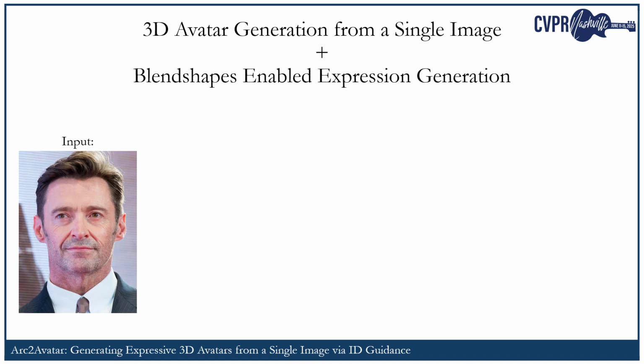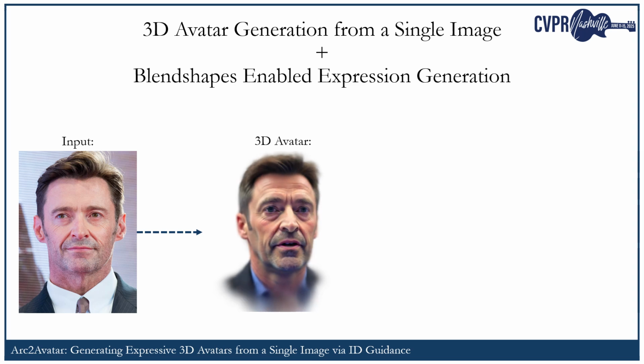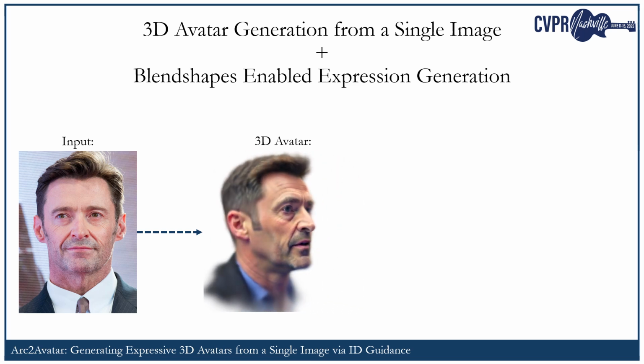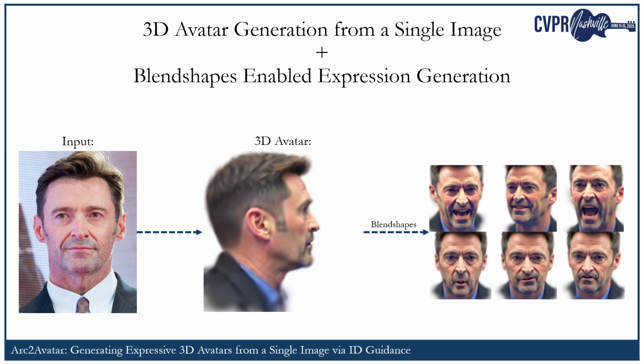Given an input image of an individual, Arc2Avatar generates a realistic, identity-consistent 3D avatar on top of a 3D morphable model using 3D Gaussian splatting. The avatar can then be expressed using 3D blend shapes in an easy manner.